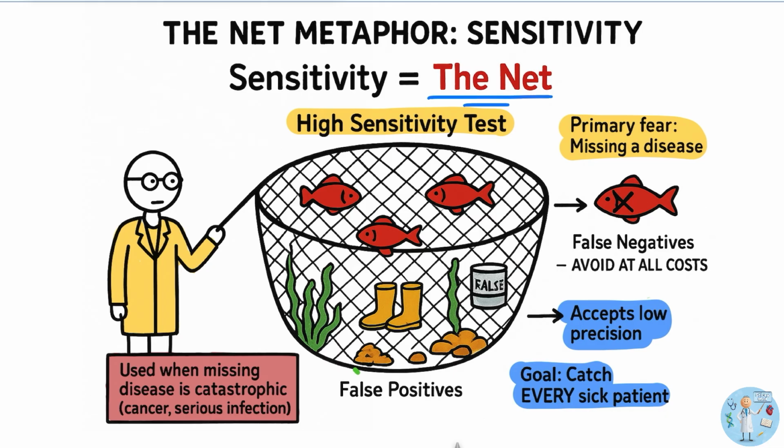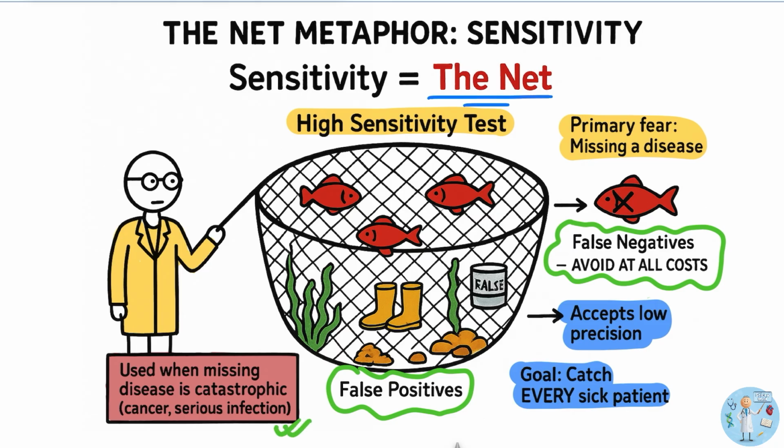And that junk, in our world, those are the false positives. So the big enemy for a sensitive test, the thing it's designed to avoid at all costs, is the false negative. The fish that gets away, that's the person who actually has the disease, but your test says they're healthy. And in some cases, like with cancer or a serious infection, that is a catastrophic failure. So we tolerate the seaweed and the boots, the false positives, because letting that one critical fish get away is a much worse outcome. Much worse. So you use a sensitive test when your absolute number one priority is to rule a disease out safely.